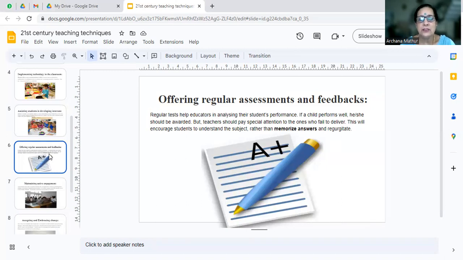So these kinds of tests are very kind in the sense that a student doesn't consider it to be a burden. So these will help educators in analyzing the student's performance and then build up their strategies for later classes. If a child is able to perform well, the child should be rewarded for that. But if the child has not done well, his confidence or her confidence should not be shaken.